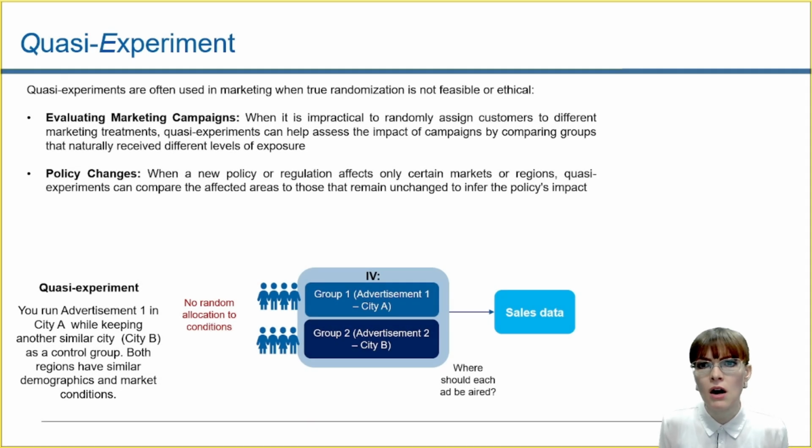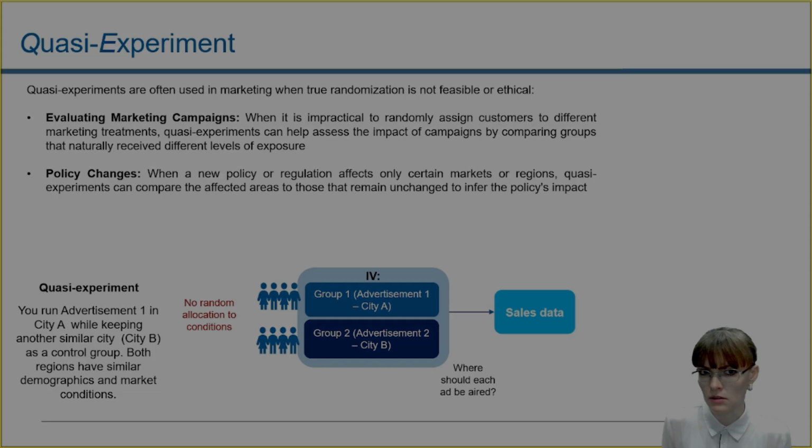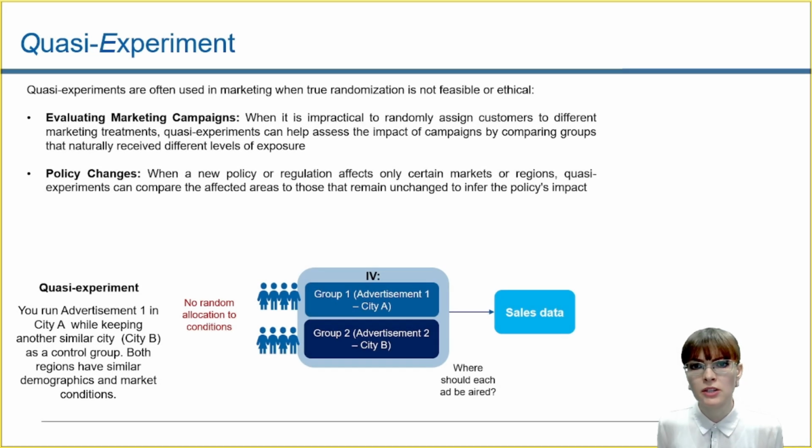Quasi-experiments are frequently used when true randomization is not feasible or may not be ethical. For example, we are trying to evaluate different marketing campaigns, and it's really impractical or not possible to randomly assign customers to different marketing treatments. So in this case, a quasi-experiment can help us to assess the impact of the campaign by comparing city A to city B and treating them as groups that naturally receive your advertisement as a treatment.